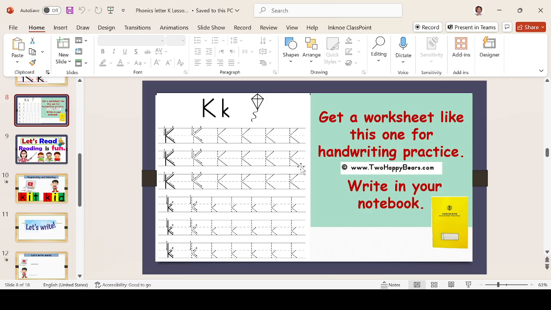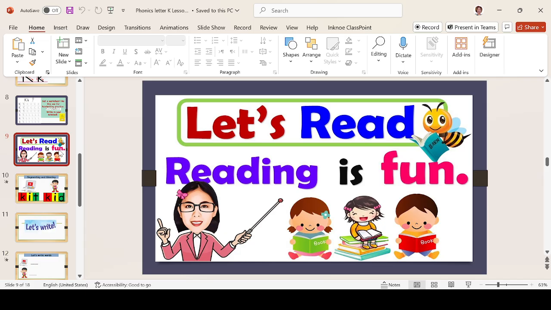So when you are done with your tracing, I want you to open your notebook and write the letter K. You start with the uppercase, then you do the lowercase, okay, in your notebook. So pause the video and practice to write. When you are done, you come here.